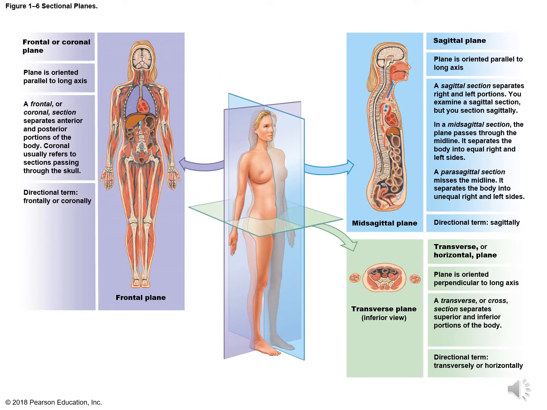Your planes of section are how the body or the organ is going to be cut. It can be cut in 3 different ways when you're looking at and studying the organ. A frontal or coronal plane is going to be parallel to the long axis of the body and divide the body into anterior and posterior sections. So your front will be divided from the back of the body.